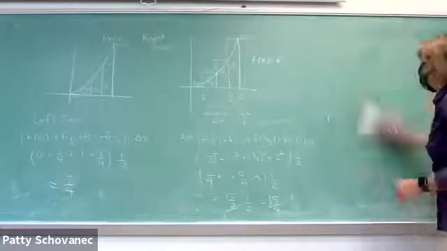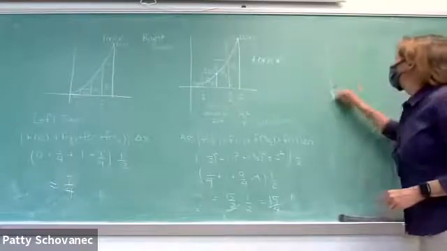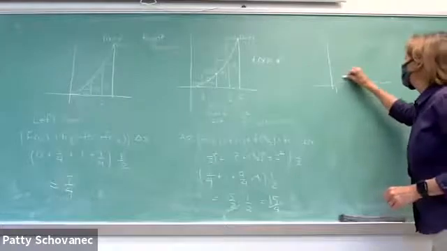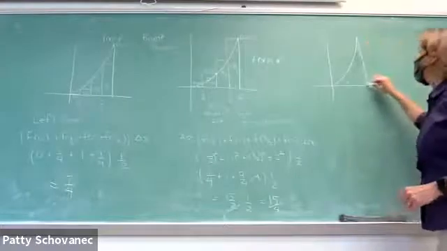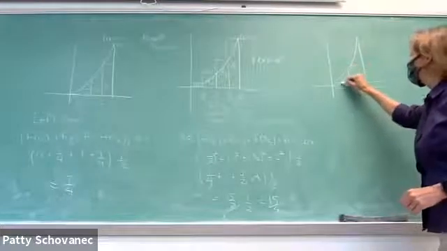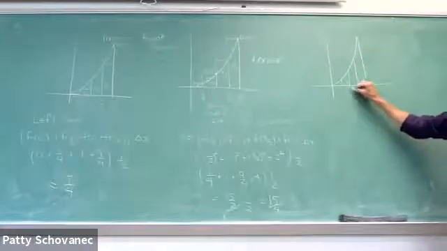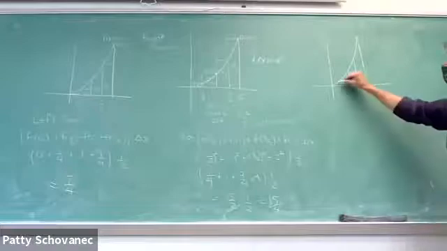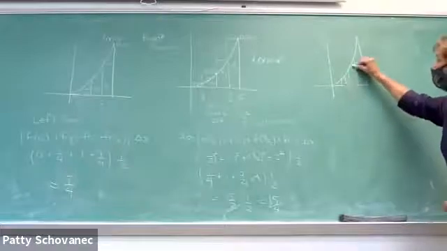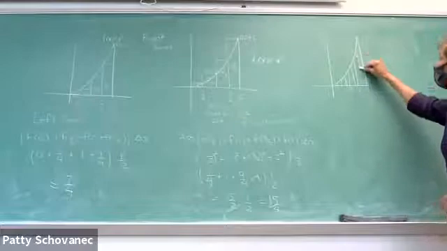So here's my plan. I've got 4 rectangles now. So here's what it looks like when I had 4. Now I'm going to put 8 rectangles in there. I'll put here, here, here, and here.